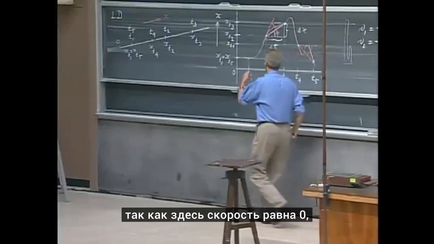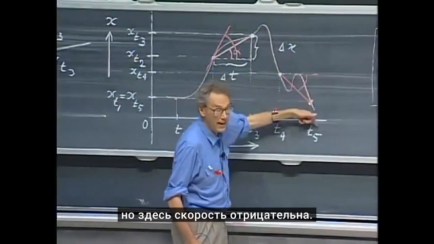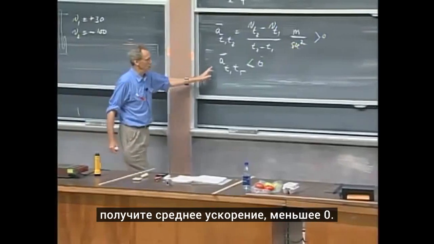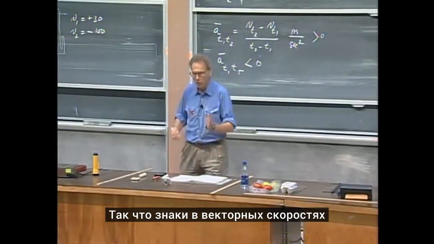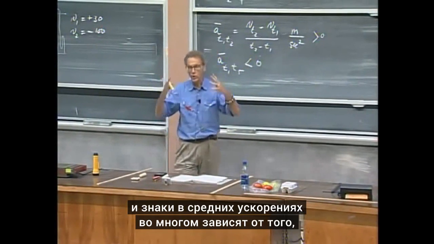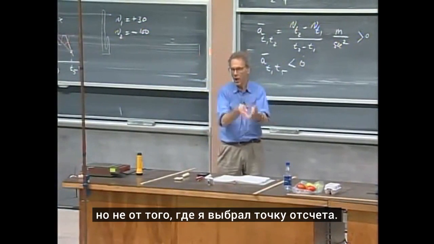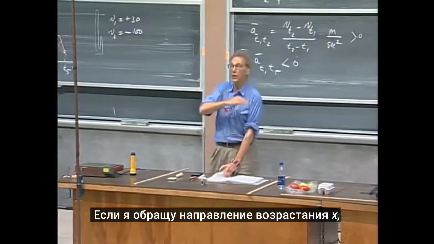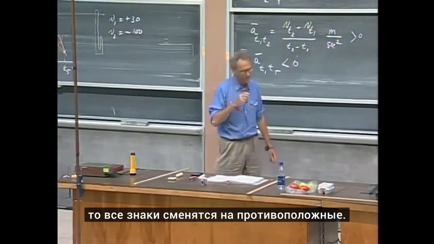Because here, the velocity is 0. But here, the velocity is negative. So if you substitute that in there, you get an average acceleration which is smaller than 0. So the signs of the velocity and the signs of the average acceleration depend crucially on how I have defined my increasing value of x, not where I choose my 0 point. If I reverse the direction of increasing x, then all my signs will change.